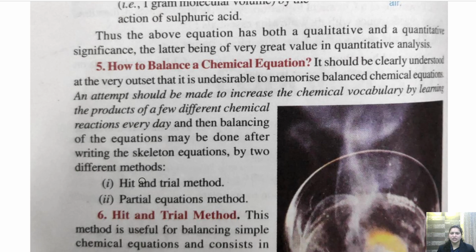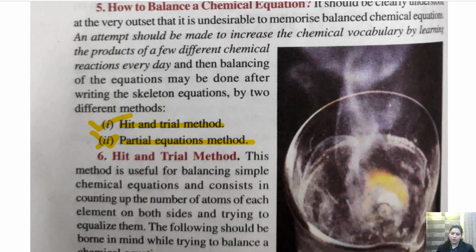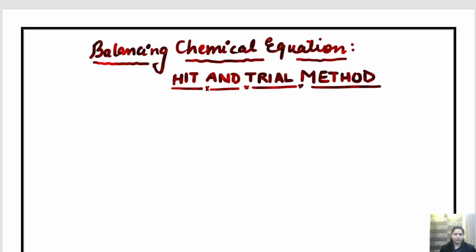Children, here there are basically two methods to balance a chemical equation. We have the hit and trial method, and second we have the partial equation method. The partial equation method is not in your syllabus, so we are not going to study that. So today we will talk about the hit and trial method. Okay, it is one of the simplest methods of balancing the chemical equation. Okay, so let's start with it. So children, we will talk about balancing the chemical equation by hit and trial method.